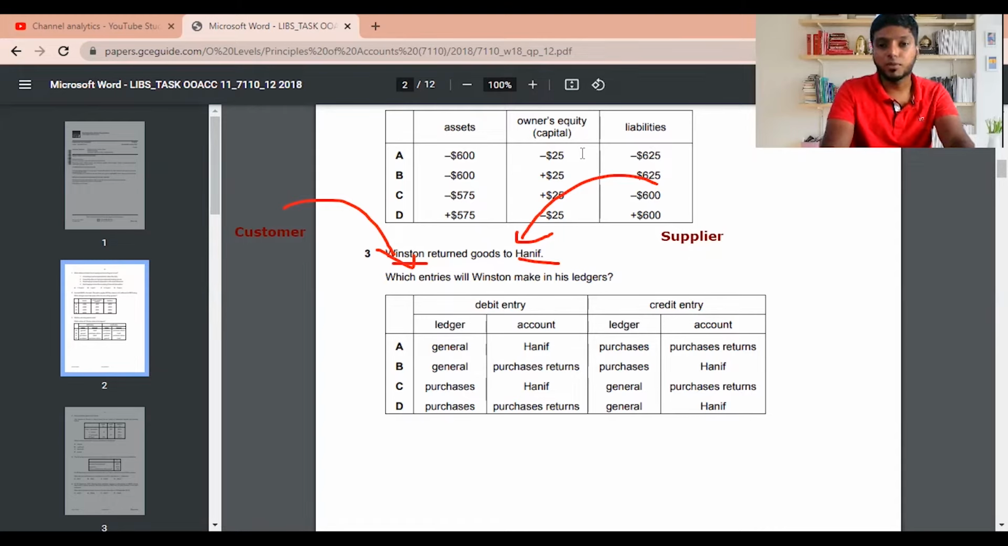Now the confusing part of this question is here. There are two purchase returns on the credit side. You see that. So they are trying to confuse you. Don't get confused, guys. One particular thing: if purchase return is on the credit side, it's fine. Now they have given another answer. Now this answer looks similar. Hanif account is debit, purchase return account is credit. So either A or C is the answer.